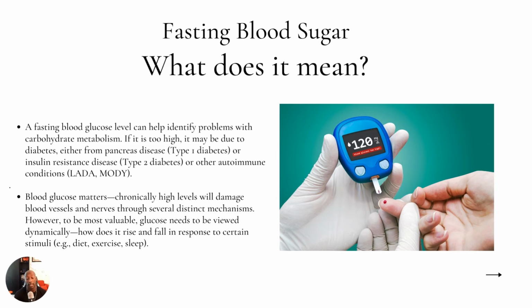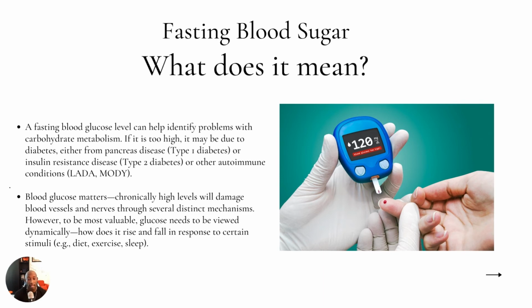And then you have another autoimmune condition that's a little later onset. That's called LADA. And then you have a non-autoimmune version of diabetes, which is called MODY. This is mature onset diabetes. And then you have type 2 diabetes, which is secondary to insulin resistance. So these are all things that we can learn from just looking at a fasting blood sugar and doing a deeper dive into what's going on.